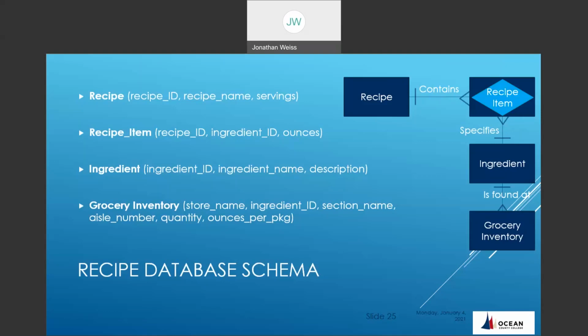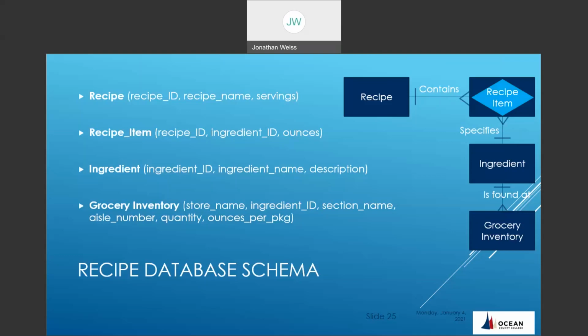Okay, and the last table is the grocery inventory. It has the name of a store. It has the identifier for the ingredient that somebody might be shopping for. It has the section name of where that ingredient can be found, you know, produce, meat department, whatever. And it has the aisle number in that store. And it has the number of packages of that ingredient the store has, and how many ounces each of those packages have.